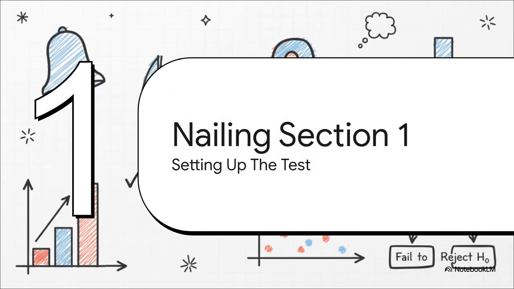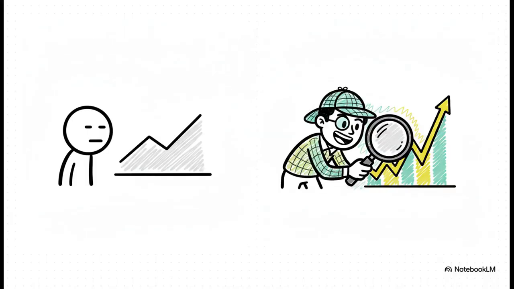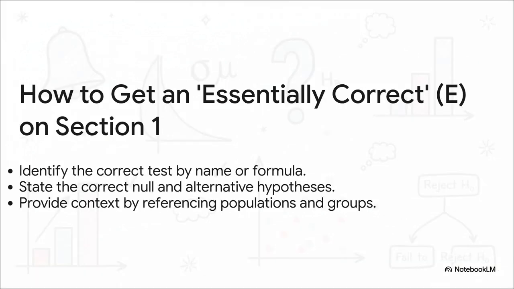All right, first up, Section 1. This is all about laying the proper groundwork. It's where you tell the grader, hey, here's what I'm testing and here's the tool I'm going to use to test it. And at the absolute heart of any test are the 2 competing hypotheses. You've got the null hypothesis, or H0, which is basically the boring, nothing interesting is happening assumption. Then you have the alternative, HA, and that's the exciting new idea, the claim we're actually looking for evidence to support.